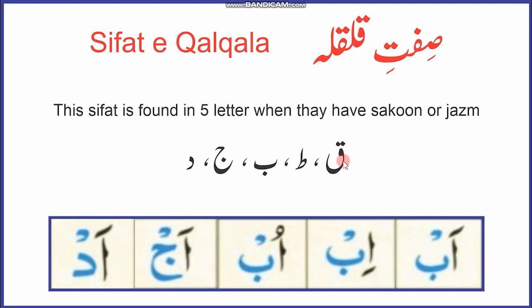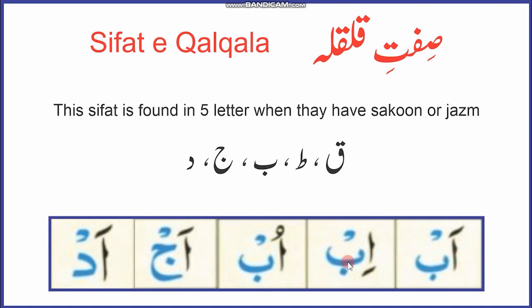So what does sifat qalqala do in these letters when these letters have sukoon or jazm? Take an example of Hamza ba zabar ab. So ba is sukoon or jazm. Due to sukoon or jazm, the pronunciation of this will become ab. Because in sukoon or jazm we stop on the letter, so it becomes ab. But due to the sifat qalqala, it becomes ab-b. So in the last ba, a ba sound is created. This ba sound is created due to the sifat qalqala.